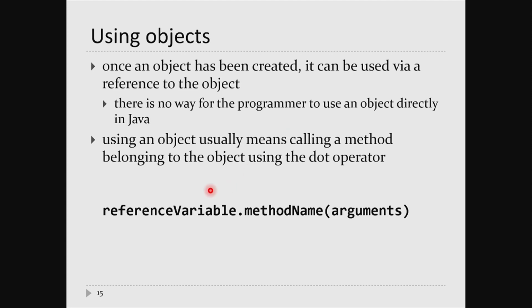And so using an object usually means that you're going to call a method belonging to the object. You can do one other thing, but normally with objects, you're calling methods. The way you call the method is you use the dot operator. You've got a reference to the object, so you write the reference variable name, dot, method name, and then you pass in however many arguments you need to call the method.